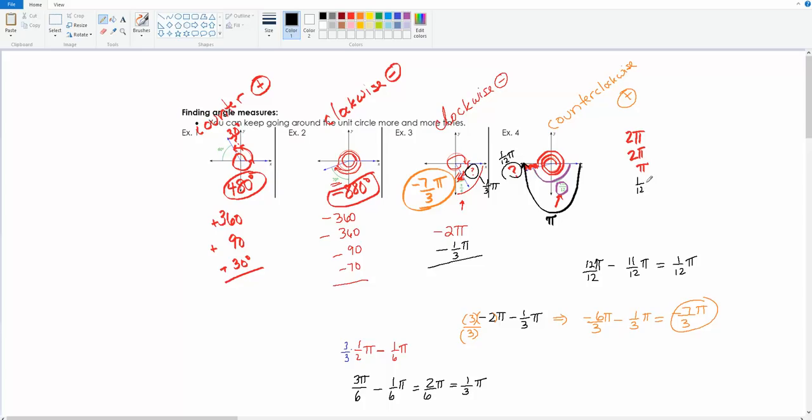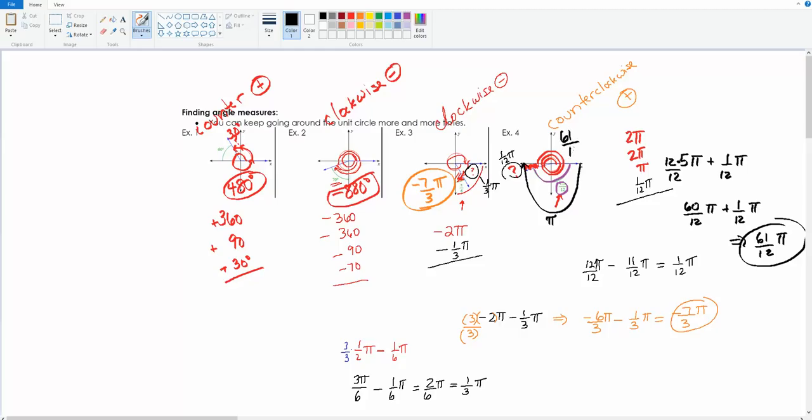So here we go, 1/12 pi. All right, so the sum of this is all the twirly-twirlies. And here I go, 2 plus 2 is 4, plus 1 is 5. So this is 5 pi plus 1/12 pi. And I've got to turn this into a fraction, so this is 12 over 12. 12 times 5 is 60. 60 plus 1 is 61. I'm pretty sure that is not divisible. So this whole angle here happens to be 61/12 pi.